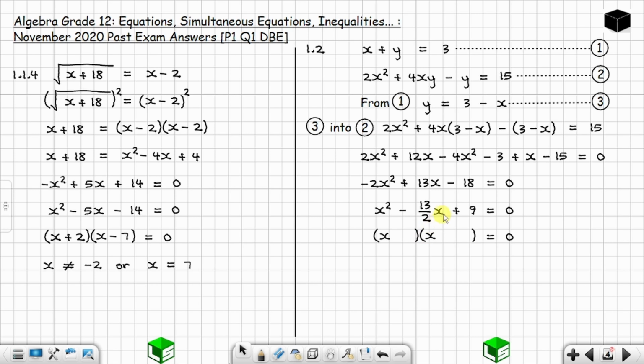Now you need to factorize in such a way that if you take this number that's going to be here times this number that's going to be here, you are going to get 9. And when you add the two numbers, they should give you negative 13 over 2. Can you factorize this? If you are struggling to factorize this, I would suggest that you use a quadratic formula. Use it quickly. Make your life simple. Don't stress trying to factorize this. Just use a quadratic formula. You are going to get the terms which are going to be here and there. Okay, let's use a quadratic formula.